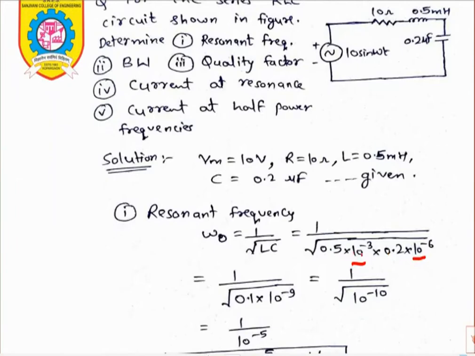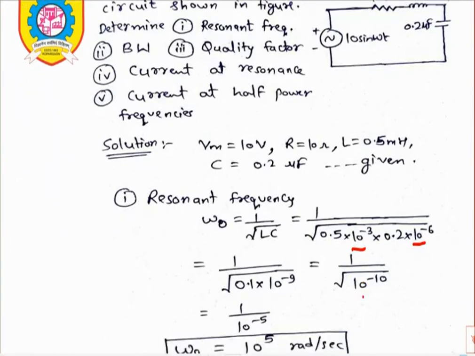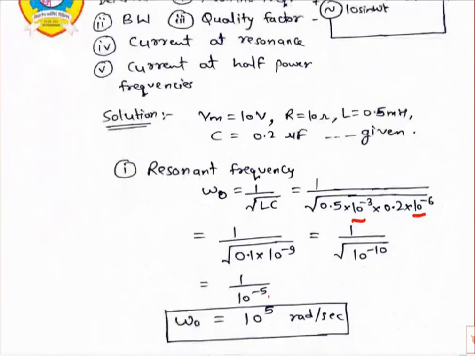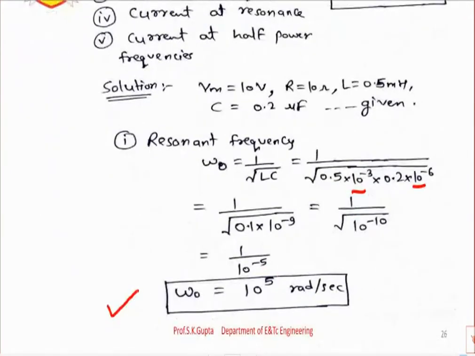So 0.1 into 10 raised to minus 9, that means 1 upon under root 10 raised to minus 10. So it will be 1 upon 10 raised to minus 5, and it comes in the numerator, it becomes 10 raised to 5. So resonant frequency is 10 raised to 5. Unit is radian per second.